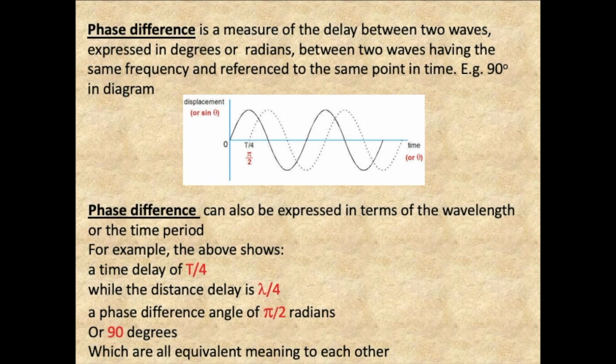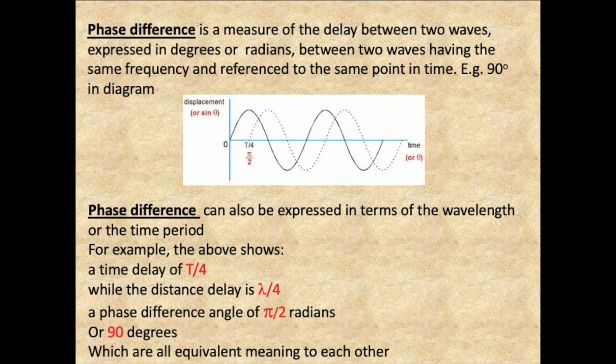So phase difference is defined as a measure of the delay between two waves, expressed in degrees or radians, between two waves having the same frequency and reference to the same point in time. This diagram that we see right here shows two waves that have a phase difference of 90 degrees.